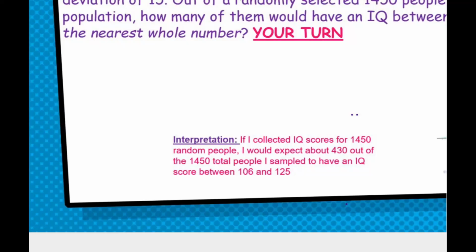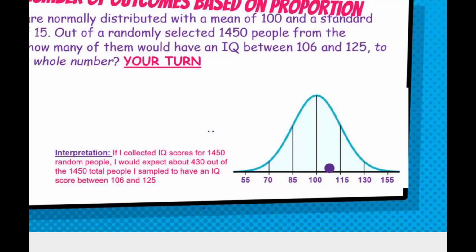All right, here we have IQ scores that are normally distributed with a mean of 100 and a standard deviation of 15. Out of a randomly selected 1,450 people from the population, how many of them would we expect to have an IQ between 106 and 125? Let's set this up and find the proportion first. 106, 125 doesn't have to be exact. And then we're looking for this area in between.